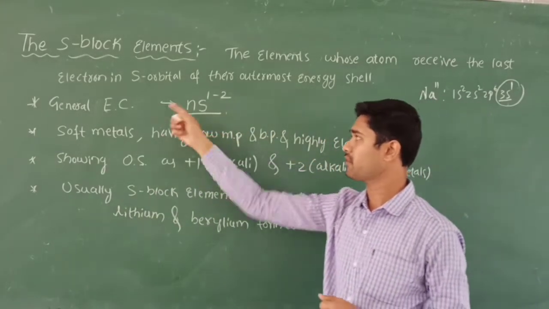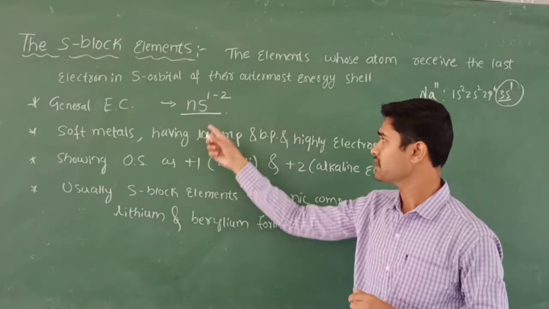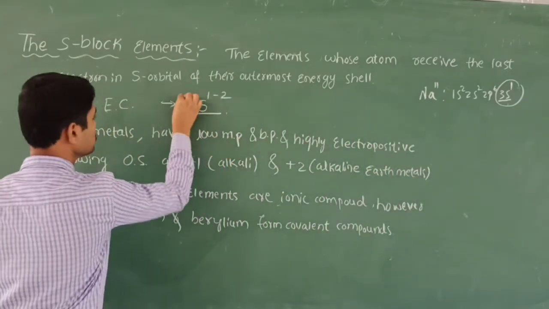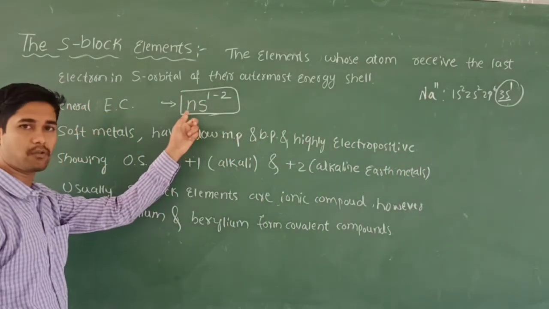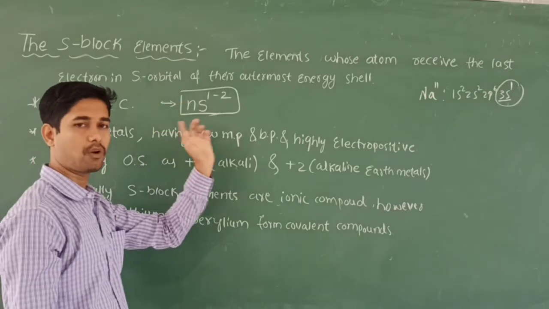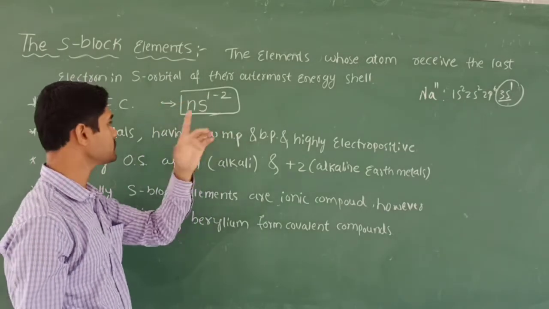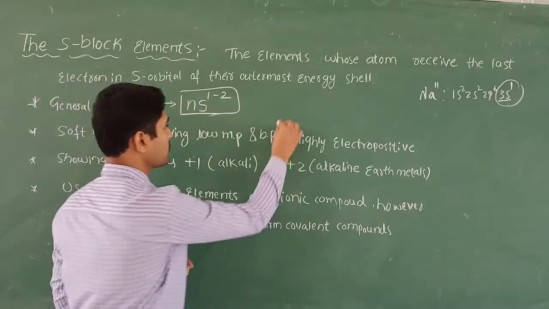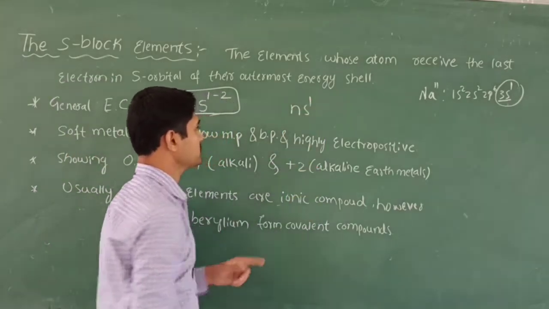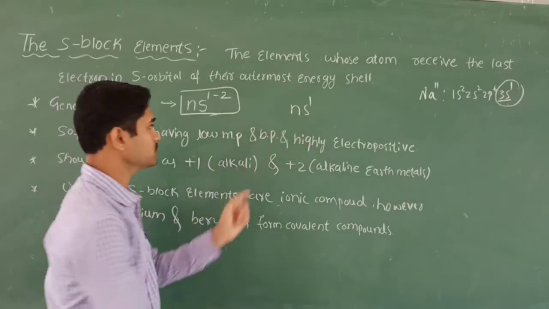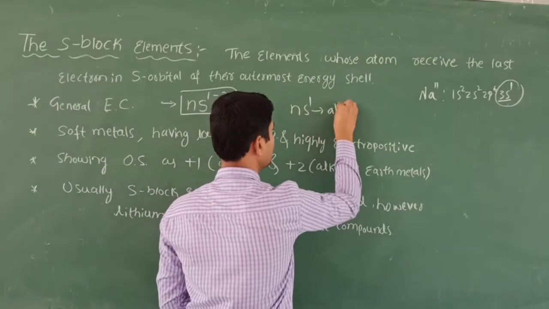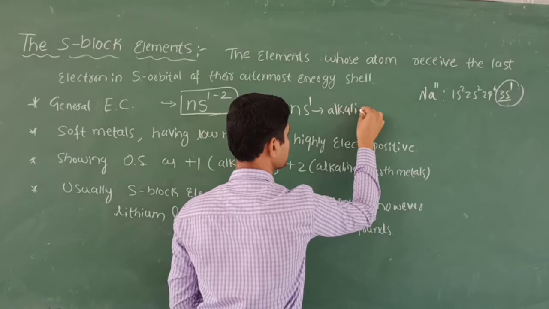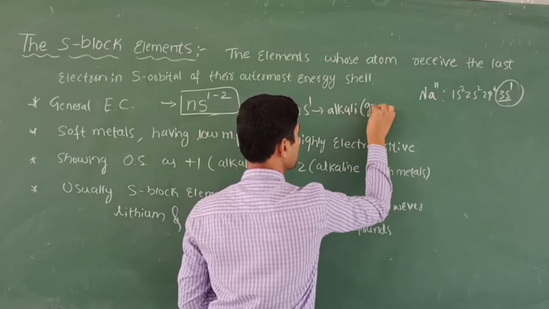And the general electronic configuration of the S block elements is ns1 to 2. n means principal quantum number. n may be any number, 1 to 7, like 1, 2, 3. s means s orbital, and it contains 1 or 2 electrons. If it has the electronic configuration ns1, they are going to be called the alkali metals or group 1 metals.